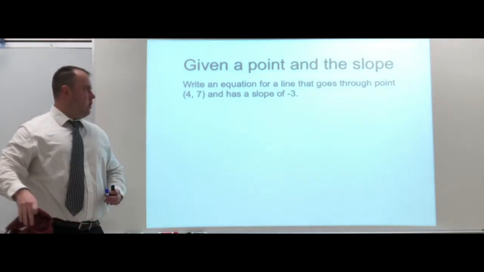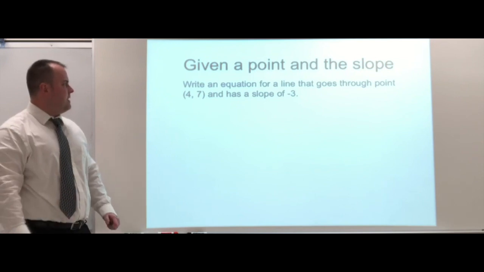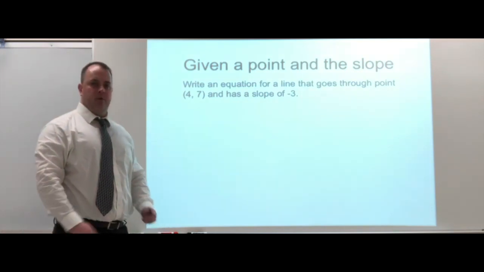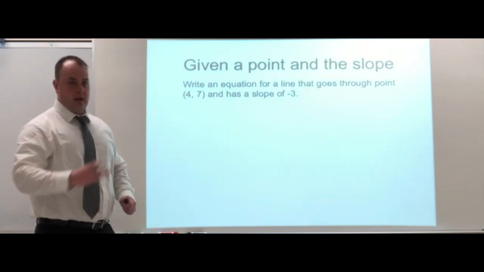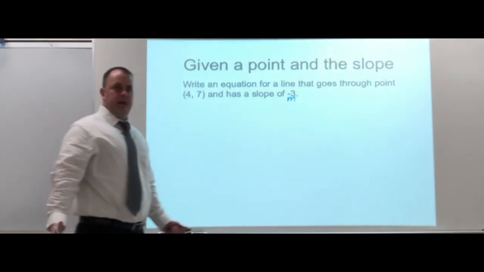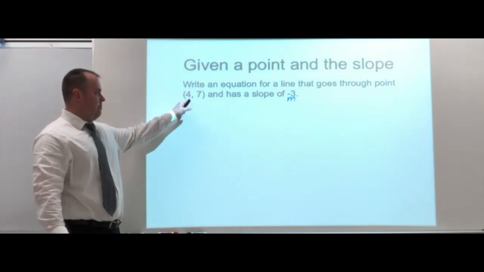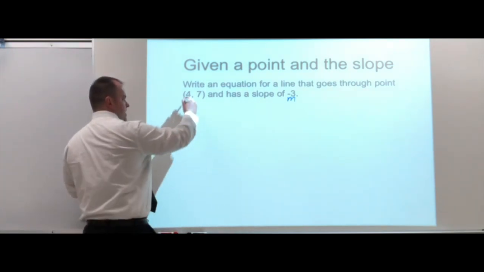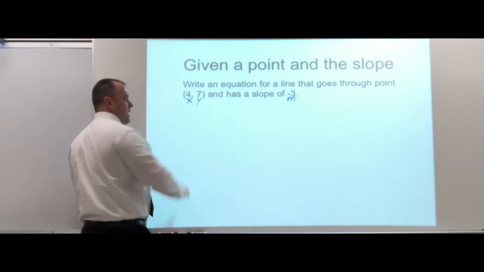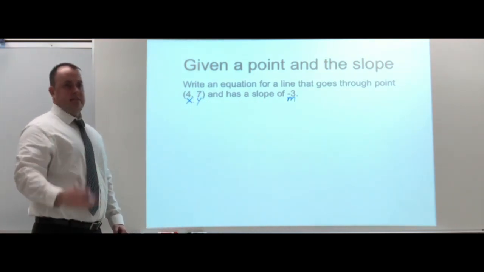Given a point and a slope, so for this problem, write an equation for a line that goes through point (4,7) and has a slope of -3. So it has a slope of -3, so we do know our slope. Okay? But there is no b, or at least it's not giving us a b right now. It does tell us we have a point (4,7). Okay? Any random point is x and y. That's the ordered pair.